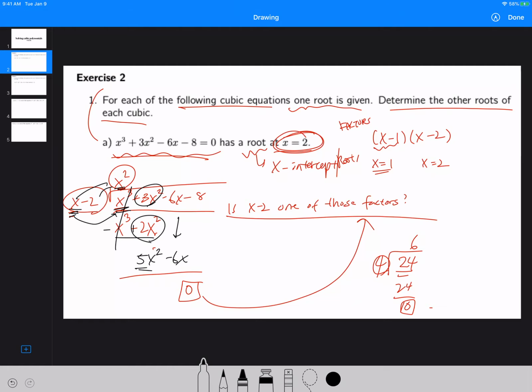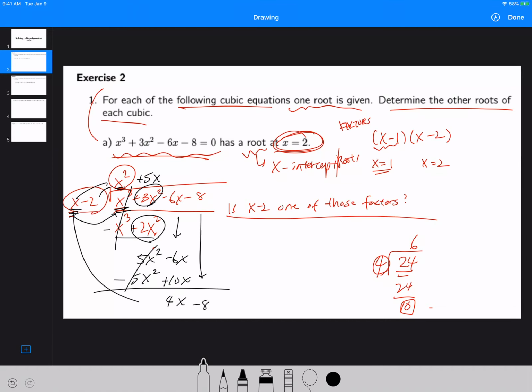How many times can x fit in 5x squared this time? Plus 5x. So I'm going to write down 5x squared minus 10x, and I'm going to distribute the negative sign here and there. Cancel these out. I get 4x, bring down the minus 8. 4x and x, you can fit it 4 times. So that's 4x and it's minus 8.